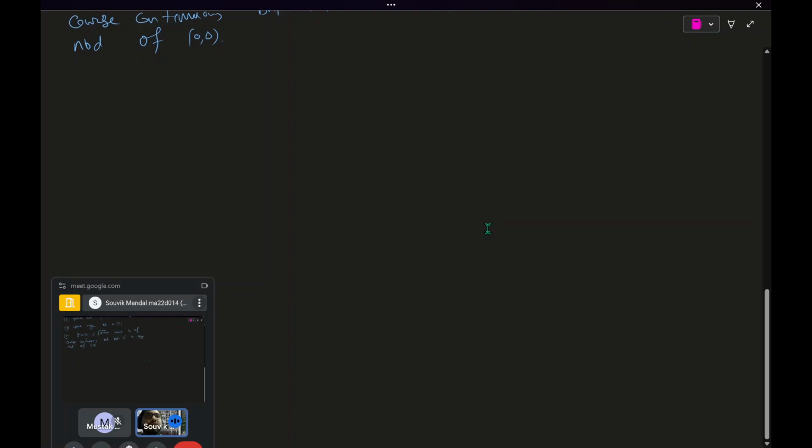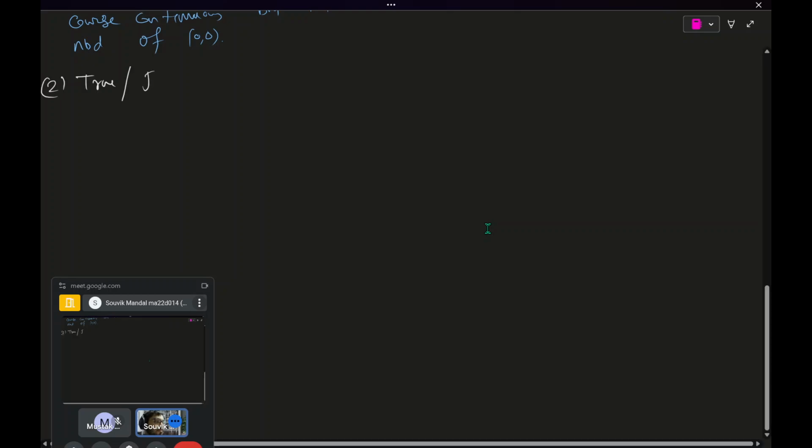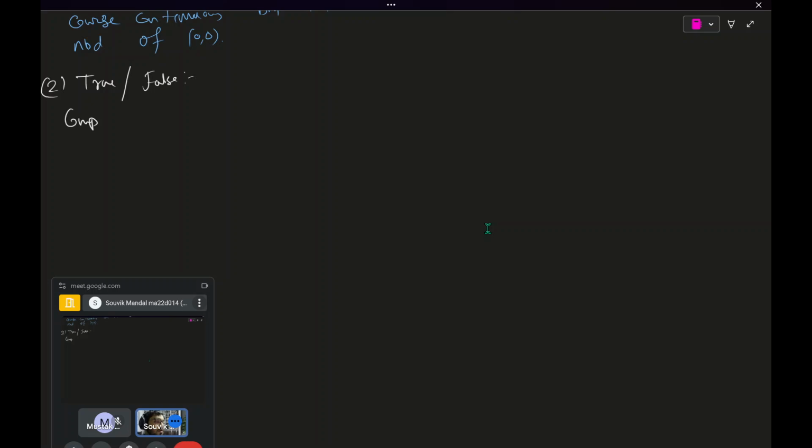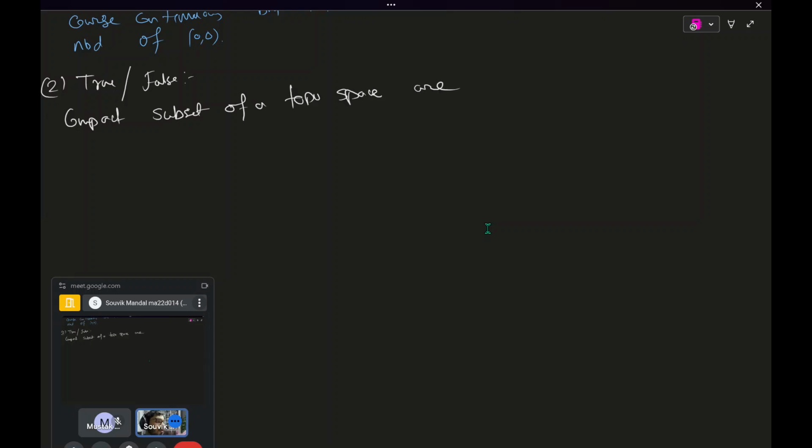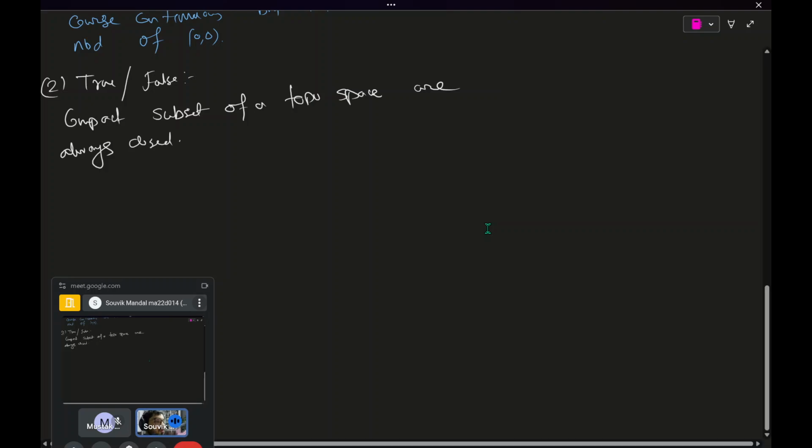Okay, so now the next question. The next question is true or false: compact subsets of a topological space are always closed. Think about how to do it. Compact subsets of a topological space are always closed.